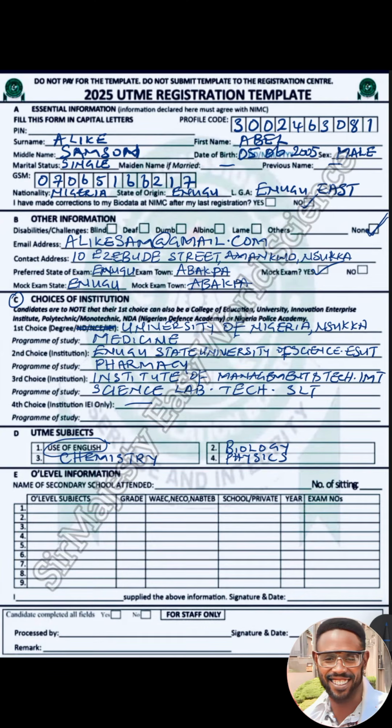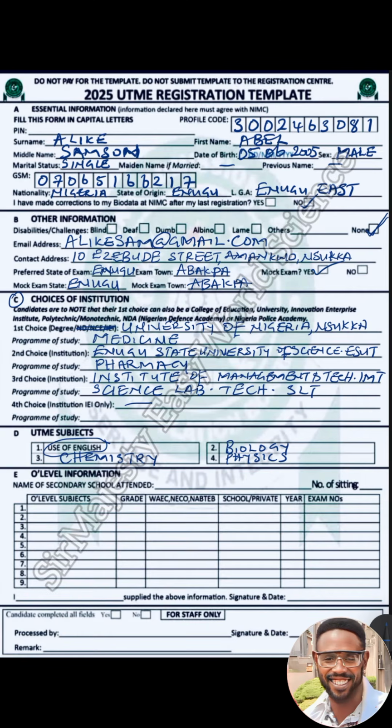Okay. What if you are doing law? If your program of study is law, you need to write literature in English, CRS, and government. That would be the subject combination for law. And if you want more information on the subject combinations, you can contact me. We'll give you a guide depending on the course, because there are many courses, not less than 1,000 courses available to be studied in higher institutions in Nigeria, if I'm not mistaken.